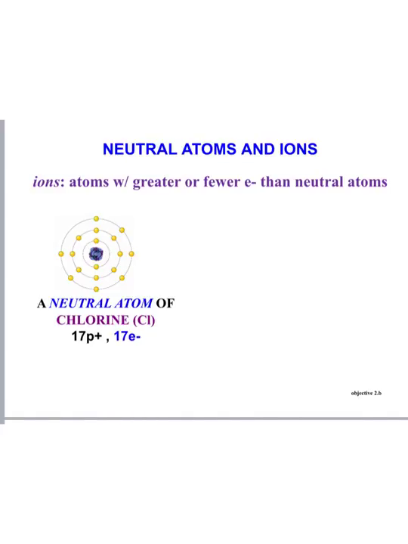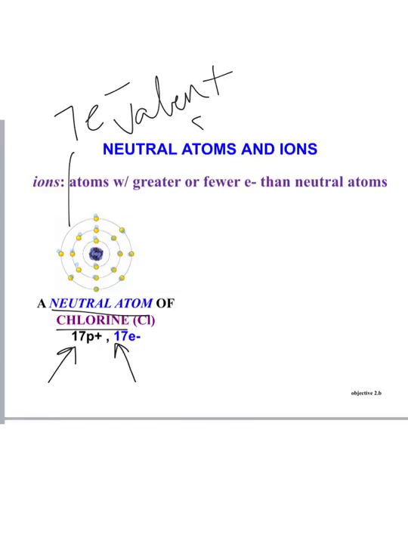Now, not all ions lose electrons. Some ions gain electrons. So here we have a neutral atom of chlorine. The atomic number of chlorine is 17, so we have 17 protons in the nucleus, and we have 17 electrons. So if we count these electrons, let's go ahead and count them again. We have 1, 2, 3, 4, 5, 6, 7, 8, 9, 10, 11, 12, 13, 14, 15, 16, 17. And if we count, we can see that chlorine has 7 electrons in that valence shell. So it's almost to that octet, but not quite.